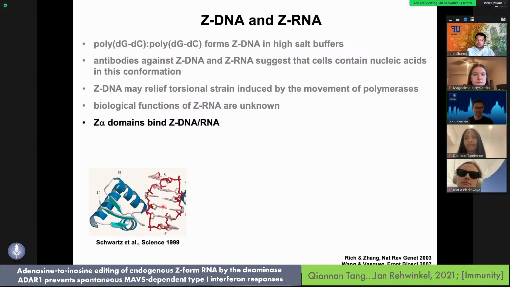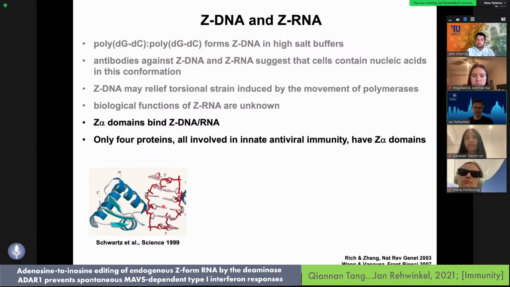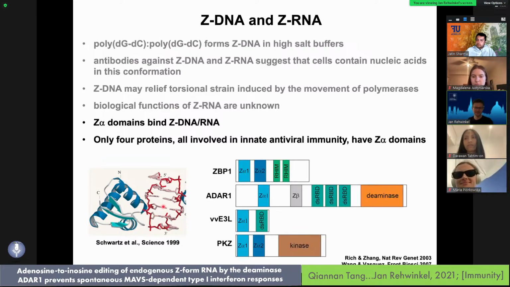And what got us interested is that there's only a very small number of proteins, in fact 4, that have these Z alpha domains. And interestingly, all of these proteins are involved in innate antiviral immunity. And so the first of these proteins is a protein coded in mammalian genomes called ZBP1 that I'll briefly describe on the next slide. But I just wanted to go through the list of those proteins here.